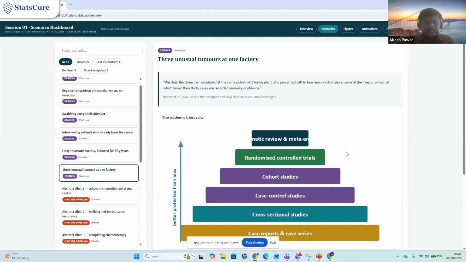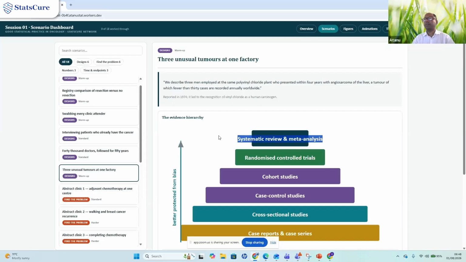So we described 3 men employed at the same polyvinyl chloride plant who presented within 4 years with angiosarcoma of the liver, a tumor of which fewer than 30 cases are recorded annually worldwide. For this, the first portion is the systematic review and meta-analysis. Okay, you are highlighting. So the report in 1974 led to the recognition of vinyl chloride as a human carcinogen.